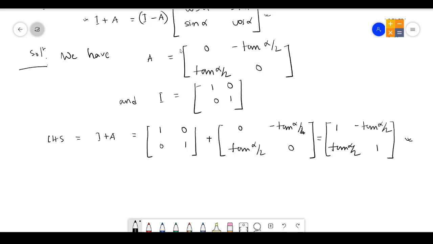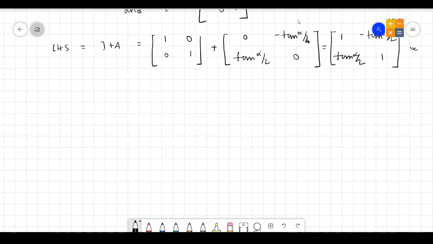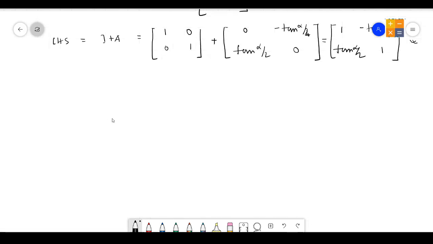Now coming to the right hand side, let us come to the right hand side. On the right hand side the expression that we have is RHS is equal to I minus A into, this is another matrix, cos alpha, minus sin alpha, then sin alpha, then cos alpha. So here this is the right hand side.